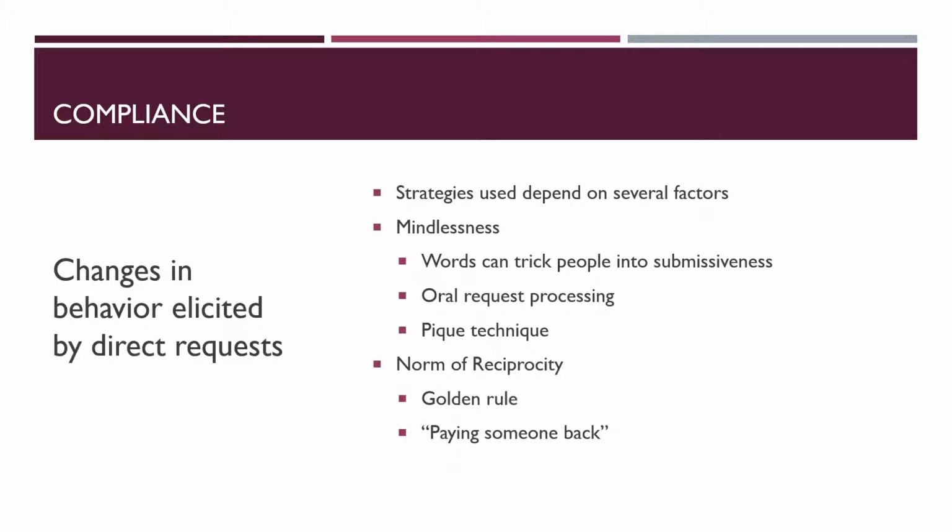There's also the idea of the norm of reciprocity, which is also kind of known as the golden rule. So it's the way we treat others depends on how they treat us. So people fall into the trap of feeling like they need to pay someone back or repay someone for a good thing that they've done. So it causes us to reciprocate that behavior.